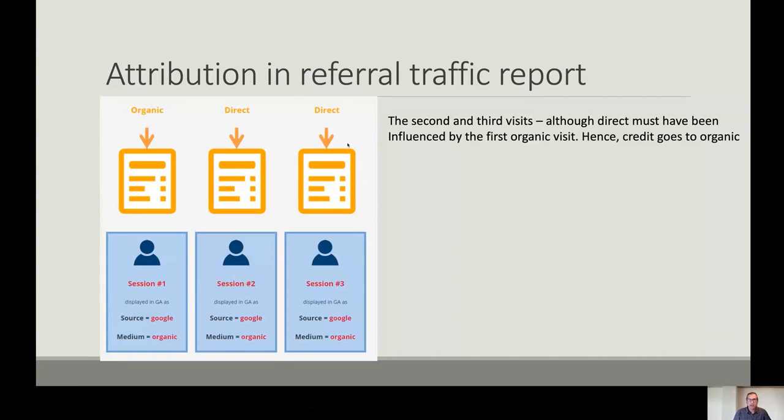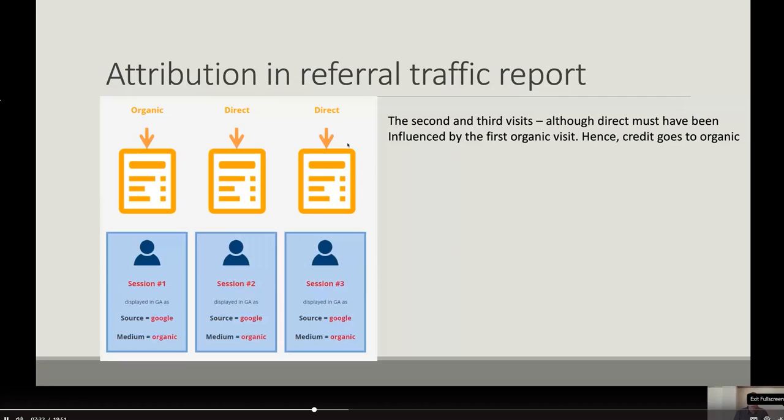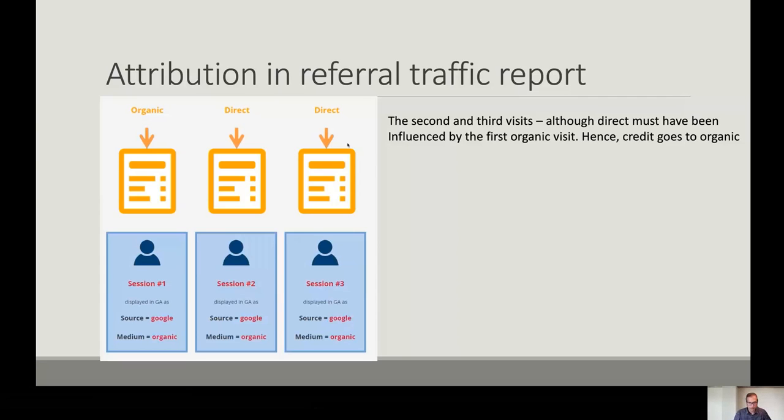Now, in generating this referral traffic report, the attribution of traffic is very important. So let me explain what attribution means. Look at this user who comes along to this website 3 times. The first time this user comes, he generates session number 1. And this user has come in through an organic click on Google. So the medium is organic and the source is Google. Now, the next time the user comes along, the user comes in through a bookmark, because the user has visited the website, has liked it, and has bookmarked it.